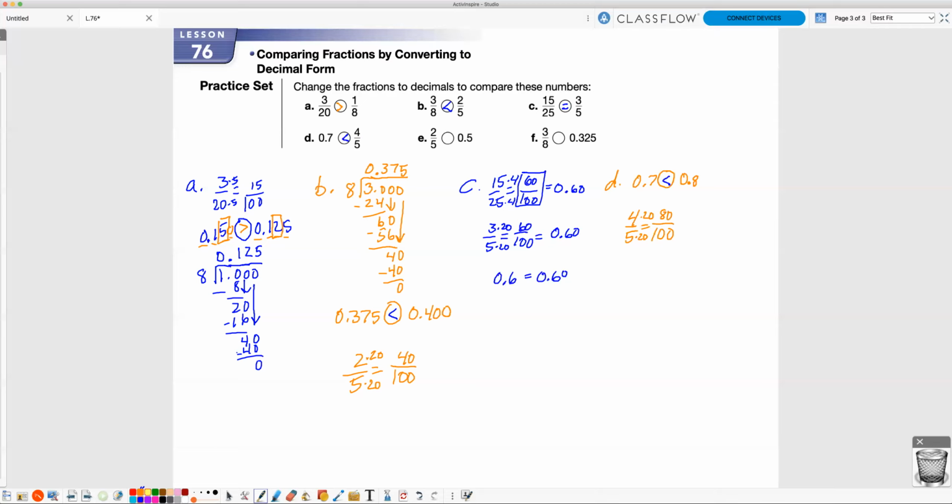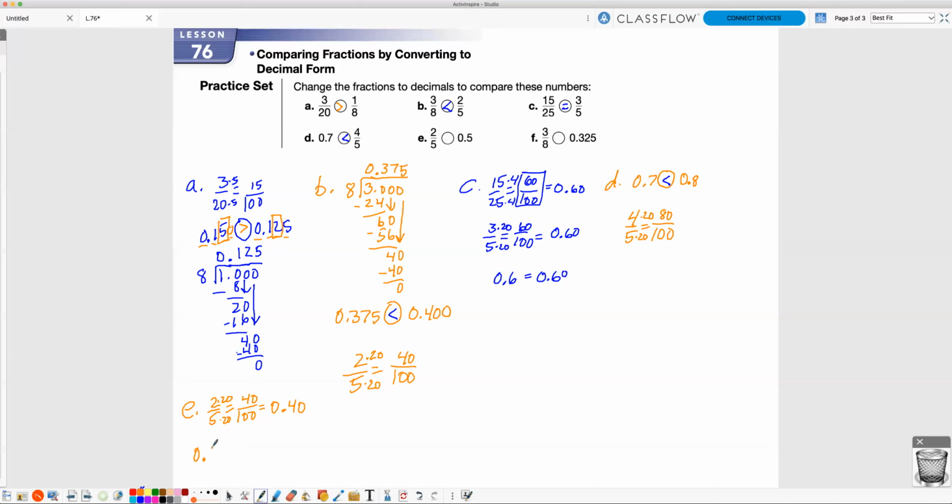All right, letter E. See if we can fit letter E down here. 2 fifths. I would see that that's also compatible with 100 because I'm going to multiply this one times 20, this one times 20. So this would be the same as 40 over 100, which is the same as 4 tenths or 40 hundredths. And then I've got the 5 tenths. So let's just write it out in that order.